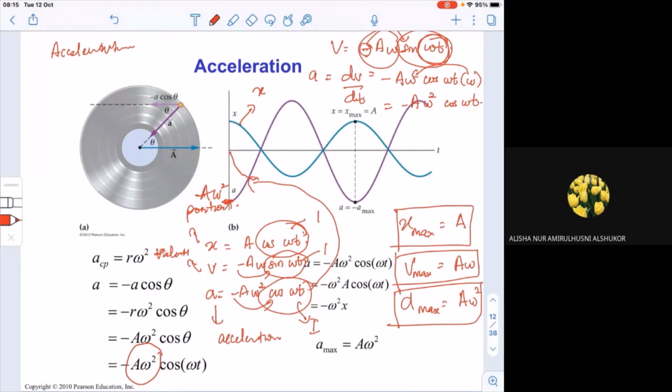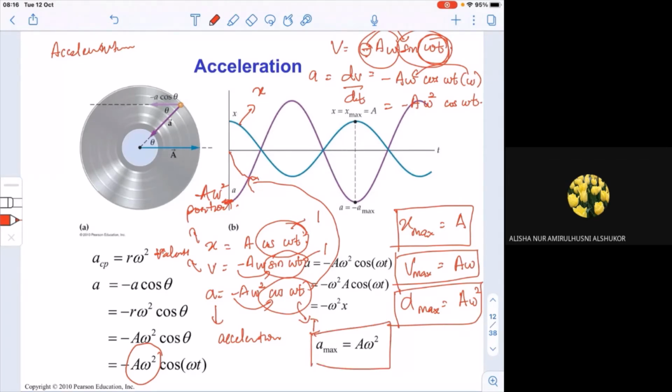But if you just ignore the beginning of the graph, we can say that everything is sinusoidal. We cannot differentiate between the cosine and sine graph. It's a matter of how you start the graph that determines whether the graph is sine or cosine. The maximum value for a is A omega squared.